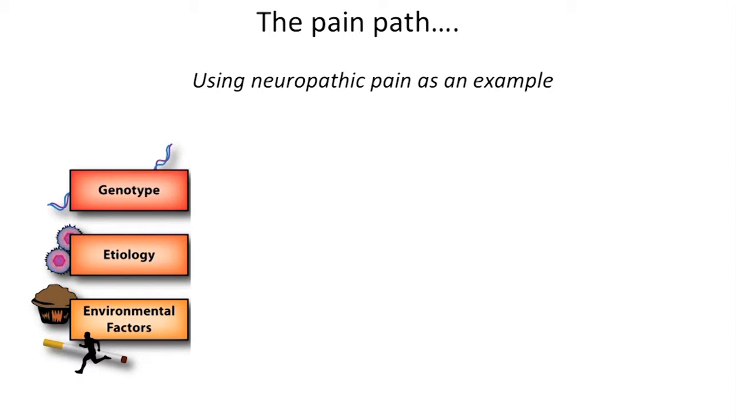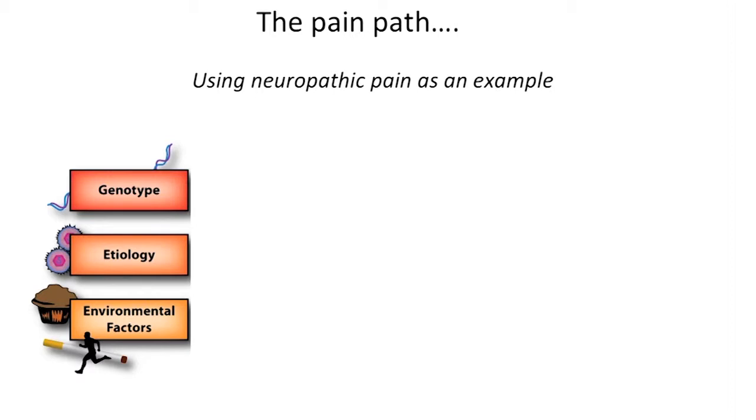As we begin to dissect out the mechanisms that produce pain, this has important implications for our approach to patients with pain. First of all, this is important from a diagnostic point of view, and secondly, it is important from the point of view of choosing the best treatment for our patients. So using neuropathic pain as our example, what I'd like to take you through is a new approach to what perhaps we could call the pain path, where we start with what causes pain.